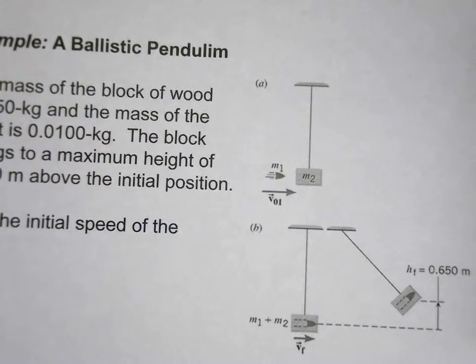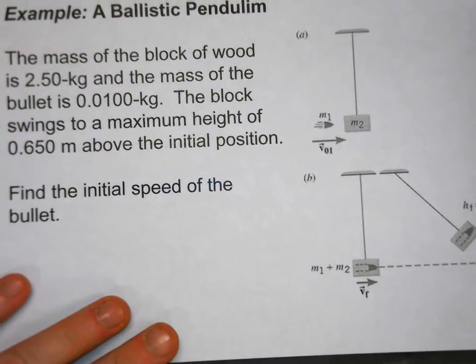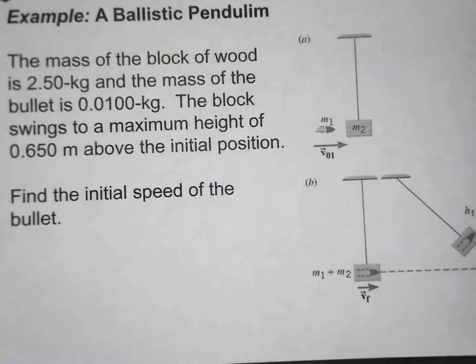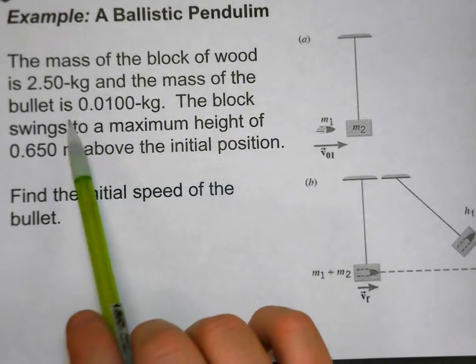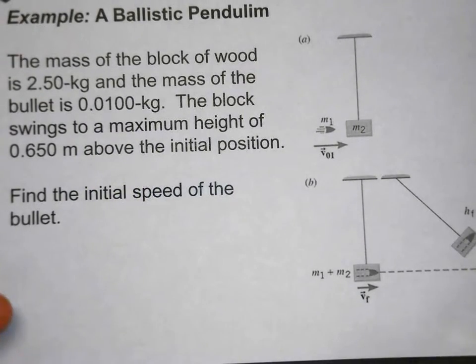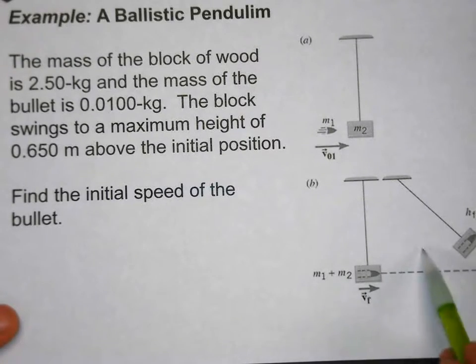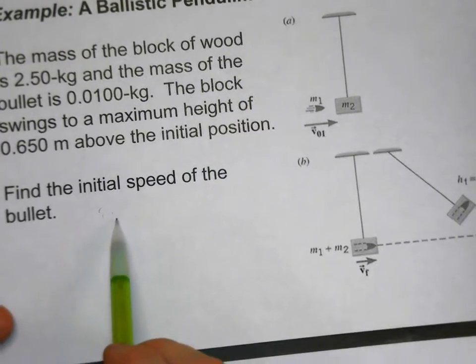All right. The next problem is the ballistic pendulum. This is like the classic quintessential problem for dealing with momentum. Every physics class will talk about a ballistic pendulum. What's happening here is the mass of a block of wood is 2.5 kilograms, and the mass of a bullet is 0.01 kilograms. The block swings to a maximum height of 0.65 meters, which is over here, above the initial position. We must find the initial speed of the bullet.